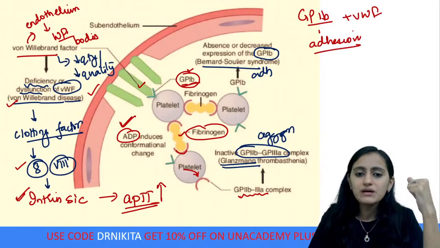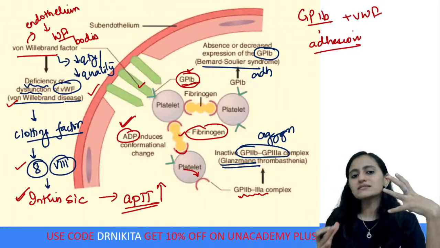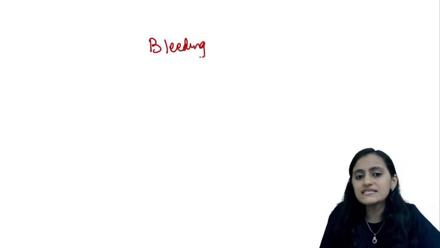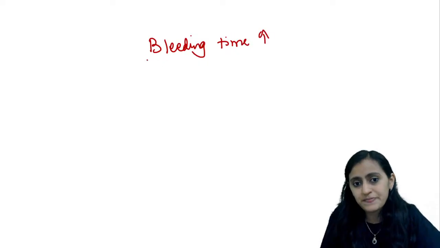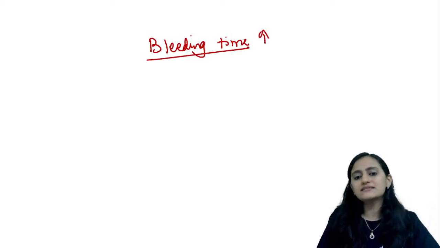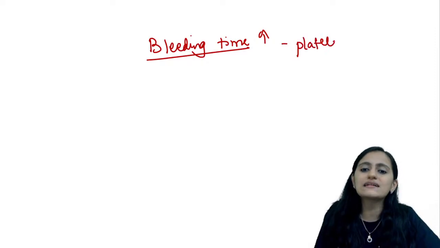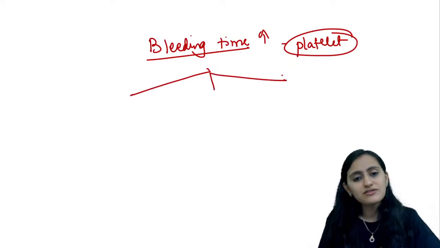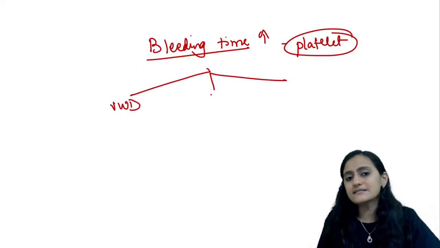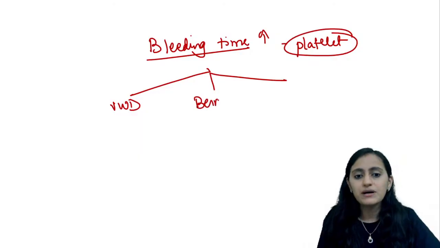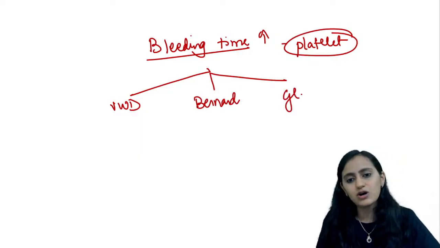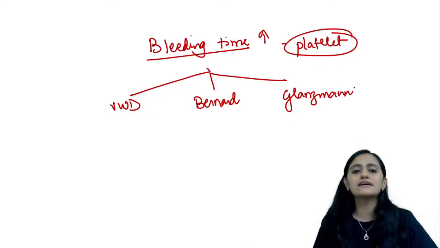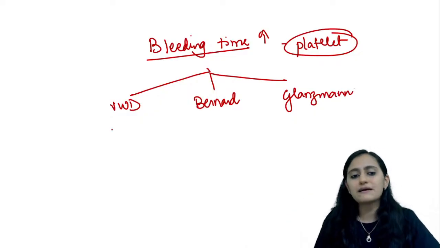While in your Bernard-Soulier and Glanzmann's, because they are pure platelet disorders, nothing to do with the clotting factors, you will see bleeding time, BT, which is increased in these disorders. So whenever you say BT increased, BT tells you that it is your platelet disorder. So in your platelet disorders, you have BT which is increased. So all the three which we mentioned, von Willebrand disease because platelet adhesion is gone, Bernard-Soulier because platelet adhesion gone, Glanzmann because platelet aggregation gone, all of them will have bleeding time prolonged.